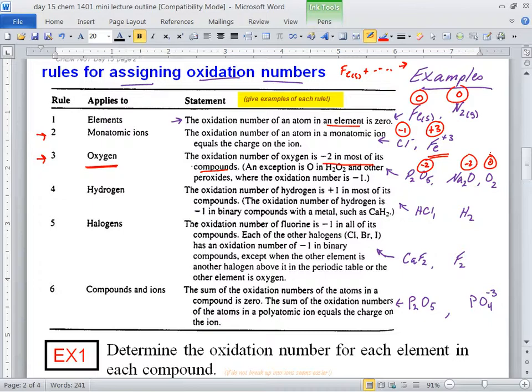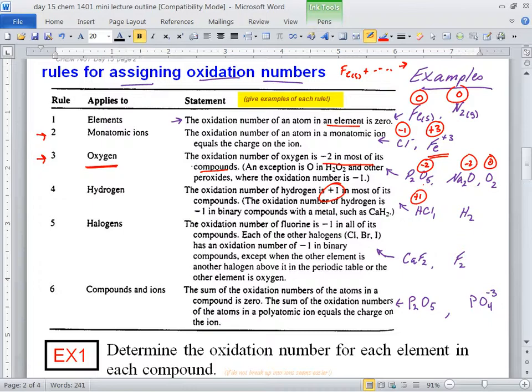Hydrogen. In that rule there, Enrique, they're saying hydrogen is almost always what? +1. It's almost always +1. So in HCl, Stephanie, what would be hydrogen's oxidation state? +1. How about H2 hydrogen gas, Rebecca?